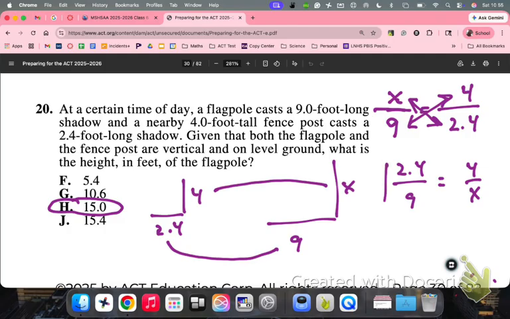So in this instance, 2.4 is the length of the shadow of the small thing compared to the length of the shadow of the big thing. So small length shadow on top, big length shadow on the bottom. That ratio is going to be the same as the height of the small thing compared to the height of the big thing. So these fractions, you can set them up in a lot of different ways. They will work every time. If you set them up right, they'll work beautifully every time. Nicely done.